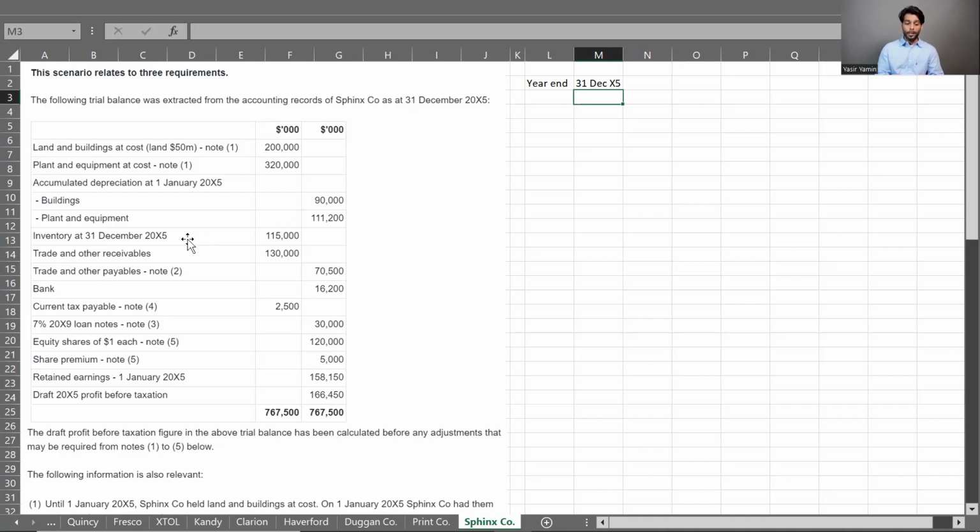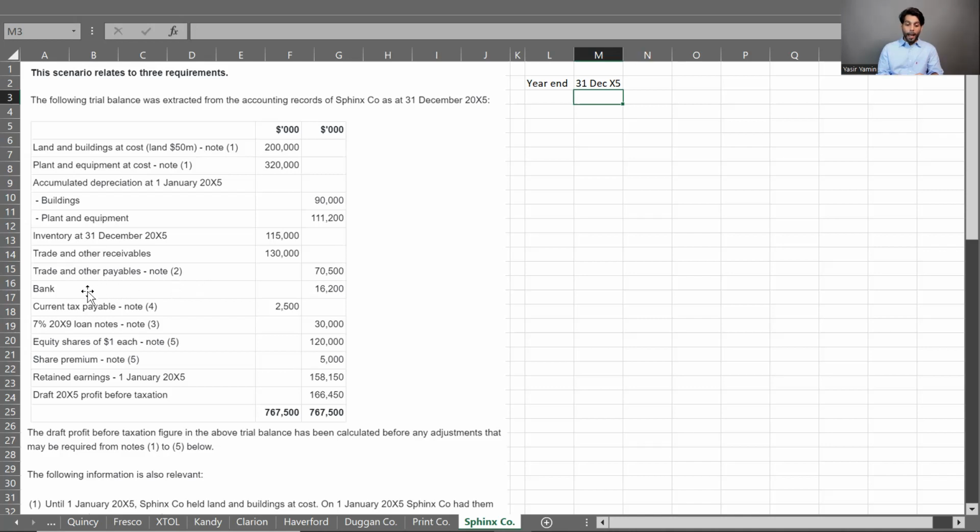Then moving on, you have been given inventory at 31st of December 20x5. So closing inventory is 115,000. Then you have trade and other receivables, prepayments included, 130,000. Then trade and other payables 70,500. But your examiner has highlighted that you would need to refer to a particular note, which is note number 2. Now, whenever you are in an exam, always make sure that you take good note of the fact that some notes are connected to a particular line item in the trial balance. That's the only way that you'll make sure that all adjustments have been made, right?